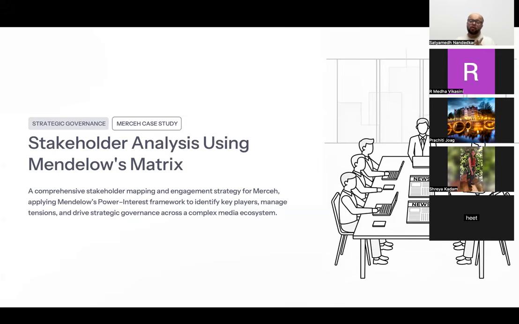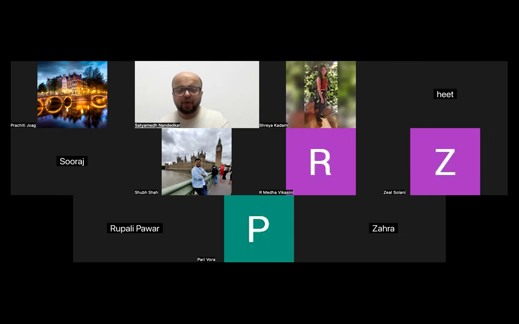Now, whenever we apply the Mendelow's matrix, there are two aspects that we use to classify our stakeholders. Can you tell me what those two aspects are? For internal stakeholders and external stakeholders. No, no, no. That is not Mendelow's matrix classification. Sir, interest and power. Yes, we talk about the level of interest and the level of power.